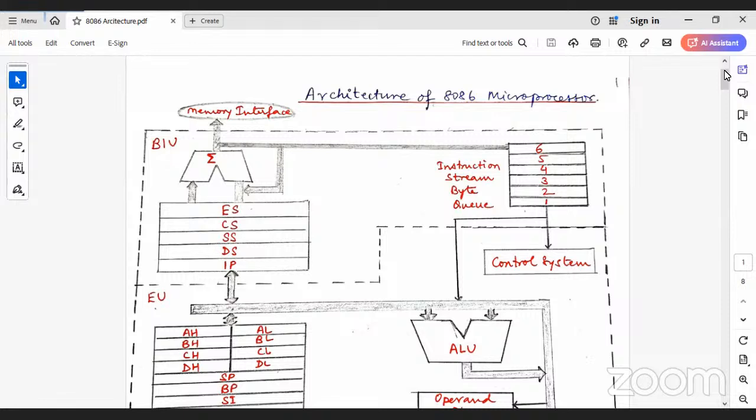Now, one more point which increases the execution speed of the 8086 processor is the pipelining technique. What you have learned in 8085 is that every time an instruction will be fetched, decoded, and executed. So this was what happens when you fetch an instruction. It is fetched, it should be taken into the processor through your address bus and the data bus.